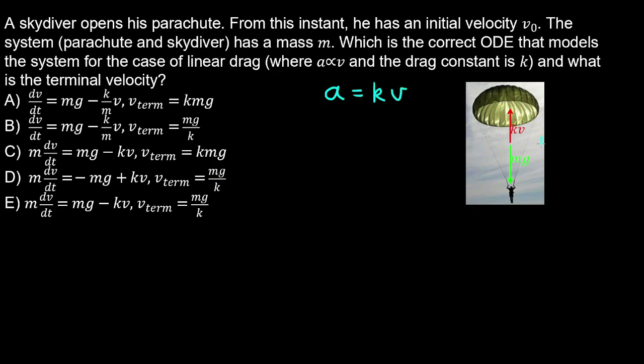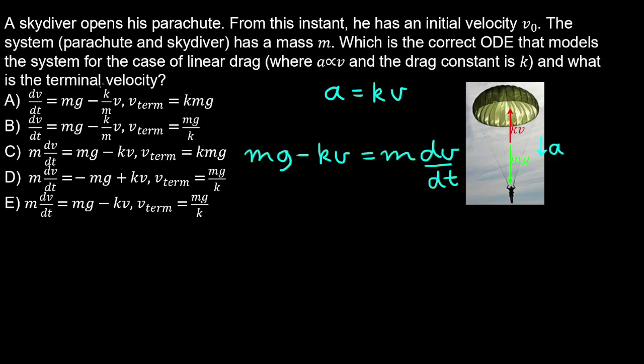So initially, the acceleration will be downwards. So we have the force of weight minus a drag force is equal to the mass of the system by the acceleration, being the derivative of the velocity with respect to time. So the correct answer is either C or E.